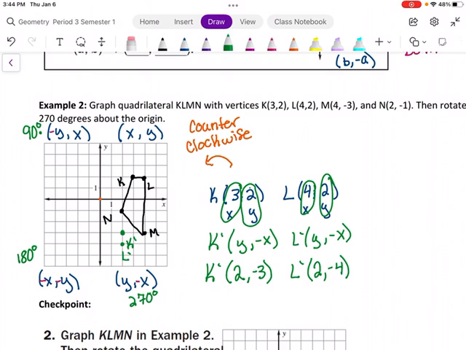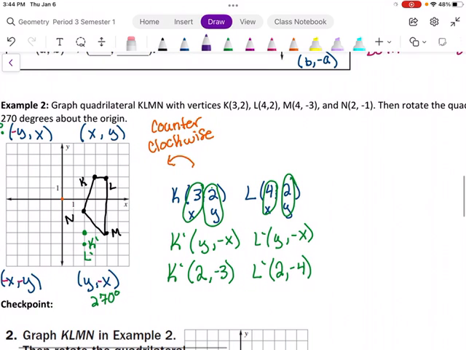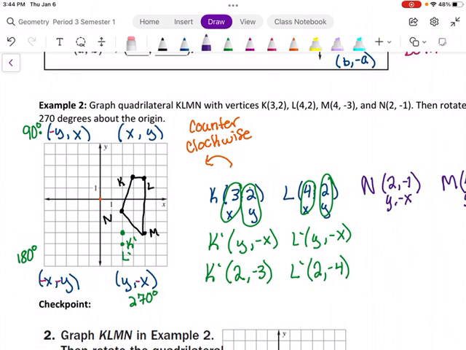So now we have K prime and L prime. We are going to next look at N and M. So these are both in the fourth quadrant. N was 2, negative 1, and M was 4, negative 3. So these are in the fourth quadrant, which we know are the y, comma, negative x. So we know y and we know negative x. And again, we're going to take this 270 degrees.